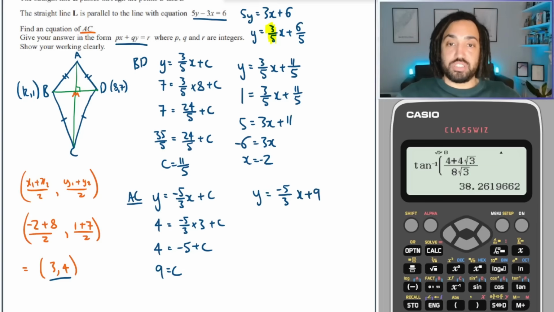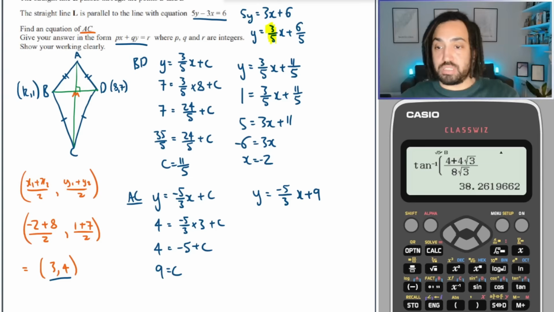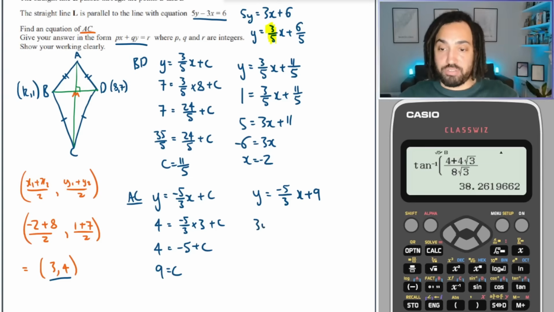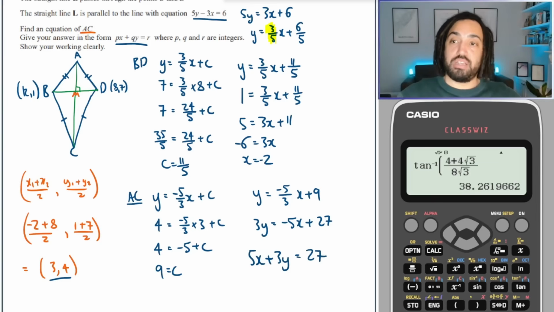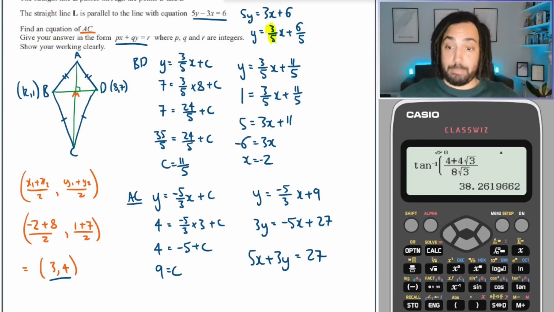And the last thing to do is put it in the form they want it in. So we're going to times everything through by 3 to make all the numbers integers. And then we're going to bring all the x and y variables over to the same side and leave the constant over there. And that is job done.